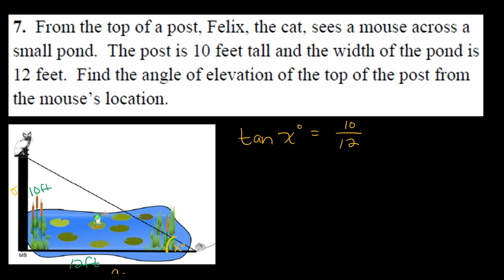Remember, when we're finding the angle measurement, we're going to use the inverse function. So I'm going to take the inverse of tangent on both sides, and x is equal to the inverse tangent of 10 over 12. So second function tangent, my n over d, 10 over 12. Try that one more time. 10 over 12 gives me 39.8. So I'm going to round to the nearest degree. So that's going to be 40 degrees.